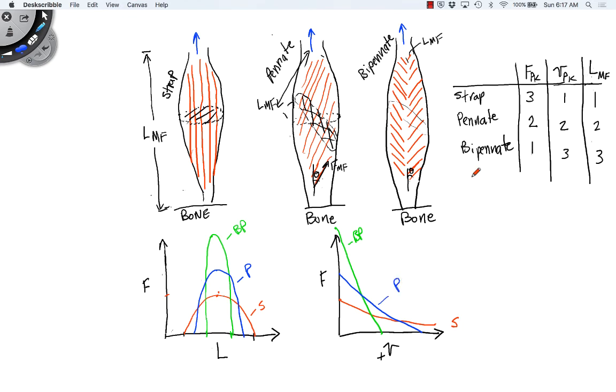So what we're learning is that not only does the fiber arrangement govern how the muscles perform, it influences their abilities to create high contraction velocities and operate over different ranges of motion when people move.